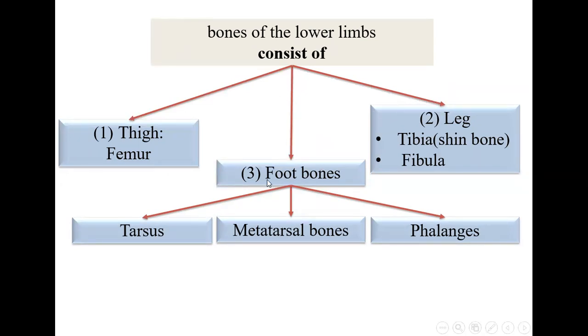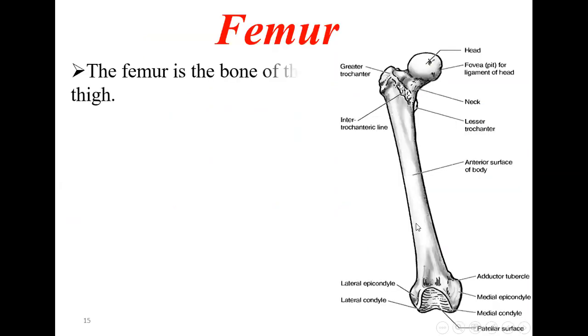And then the bones of the foot. Just like there we have the carpal bones, here they are called tarsal bones. Then the metacarpals, here called metatarsals. And the phalanges have the same name here. So we'll go through these bones one by one.